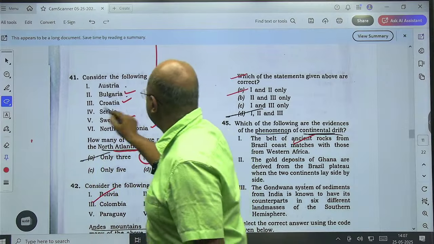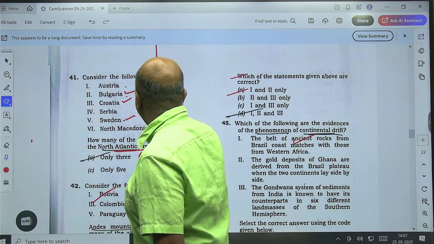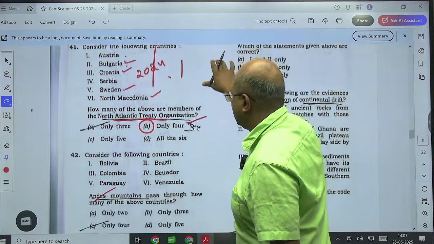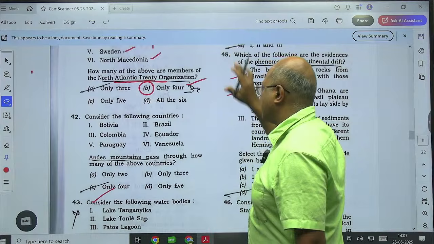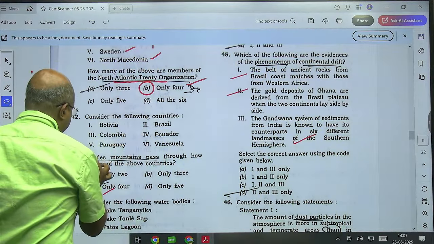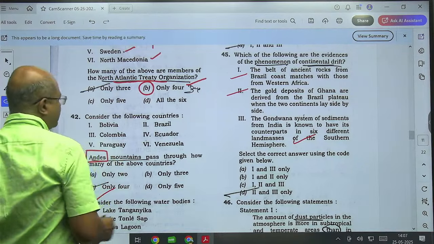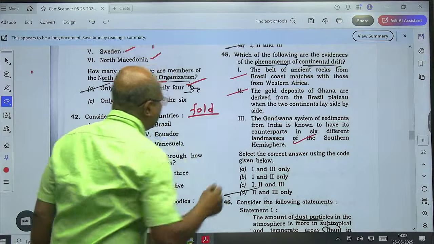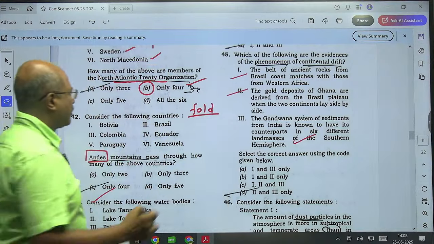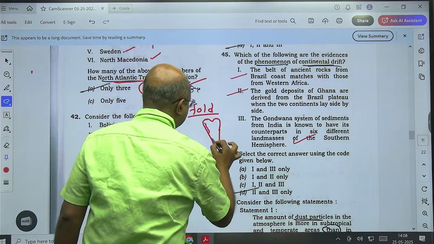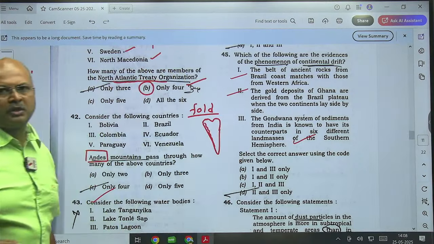Right. So this is based on the countries which have joined NATO after 2023. Then consider the following countries regarding the Andes. Now the moment when you talk about Andes, remember Andes is a fold mountain, and this is a cordillera mountain which is along the western coast of South America.